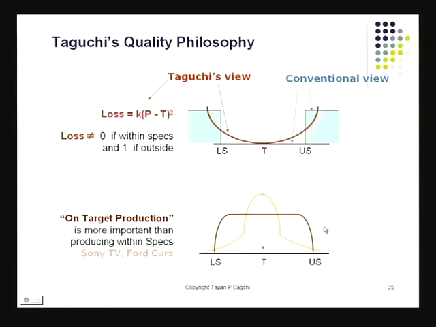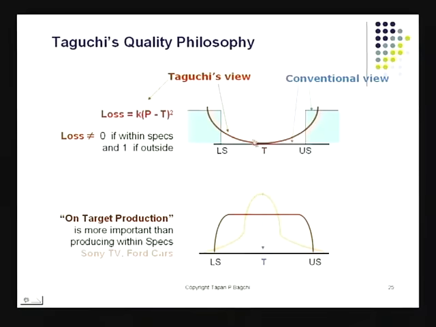Taguchi said when you are trying to do production, please try to make sure your production is also as close to the target value as possible. That is the ideal quality point, and if you deliver your products exactly at the ideal point, the customer is going to have maximum satisfaction.